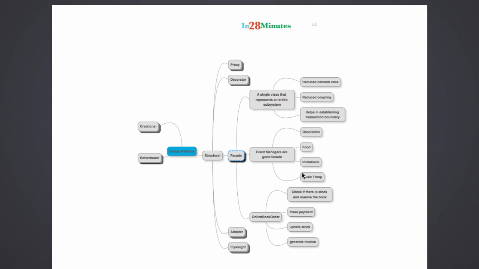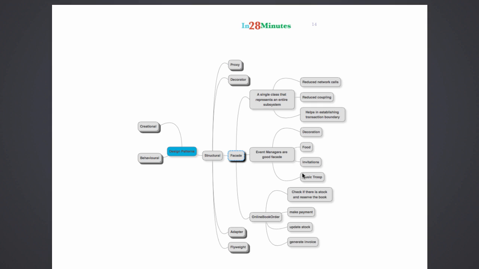I want to organize an event. What I would do is I would talk to an event manager and tell him, I need this kind of decoration, I need this kind of food, I would need to send invitations to all these people, this is the kind of music I would want to arrange. And the event managers would take care of everything for me. So, these event managers are very good examples of facades. So, anytime I want to do something, I would talk to the event manager and the event manager would organize that for me.